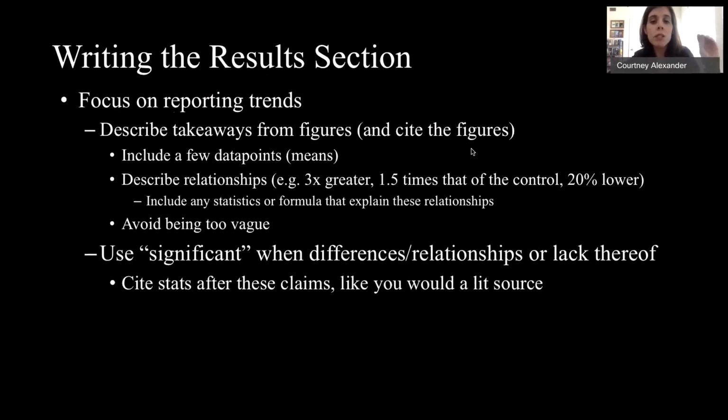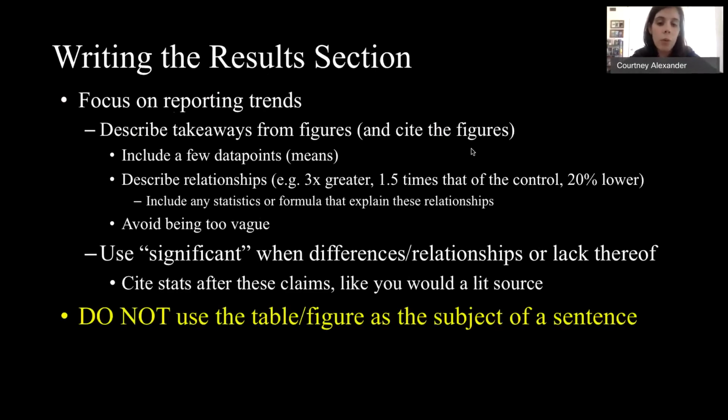And you want to use the word significant when there are differences in a relationship that you've shown by statistics, or say not statistically significantly different if that didn't turn out to be true. And then you want to cite the stats after these claims in parentheses, like you would a literature source. So, this group is 1.5 times different than that group, and the difference is statistically significant (student t-test, p equals, and then the number that the p equals).